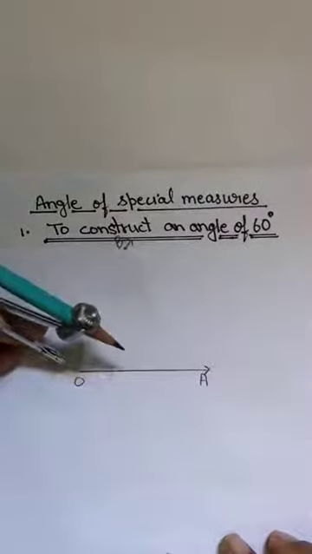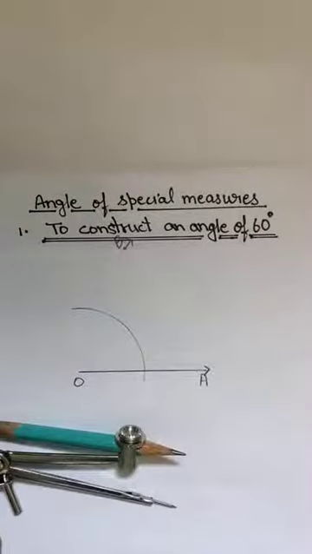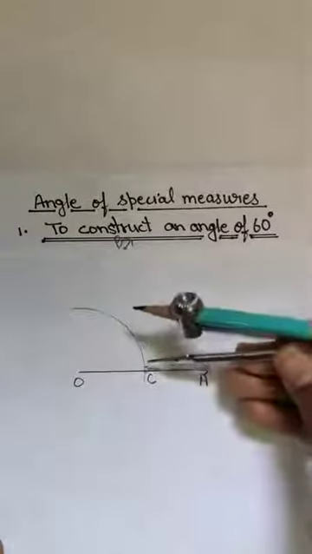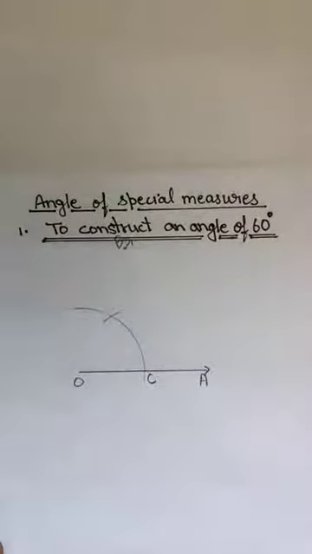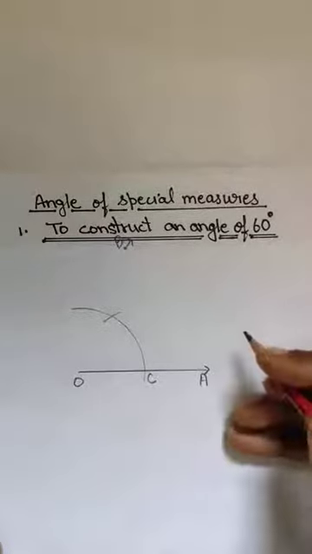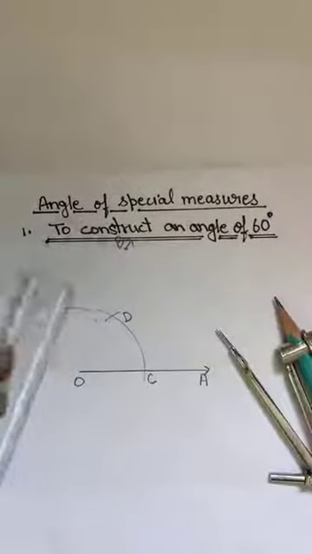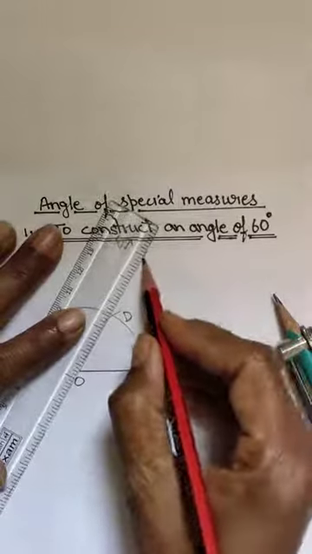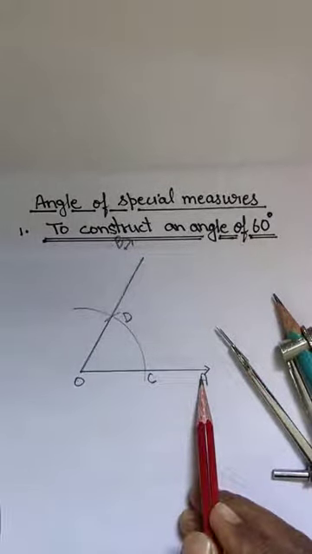O as a center, taking suitable radius, draw an arc to cut OA at C. Now with the same compass setting, I have not changed the compass setting, with C as a center, draw one more arc which cuts the previous arc at D. Join OD. This angle DOA is 60 degree.